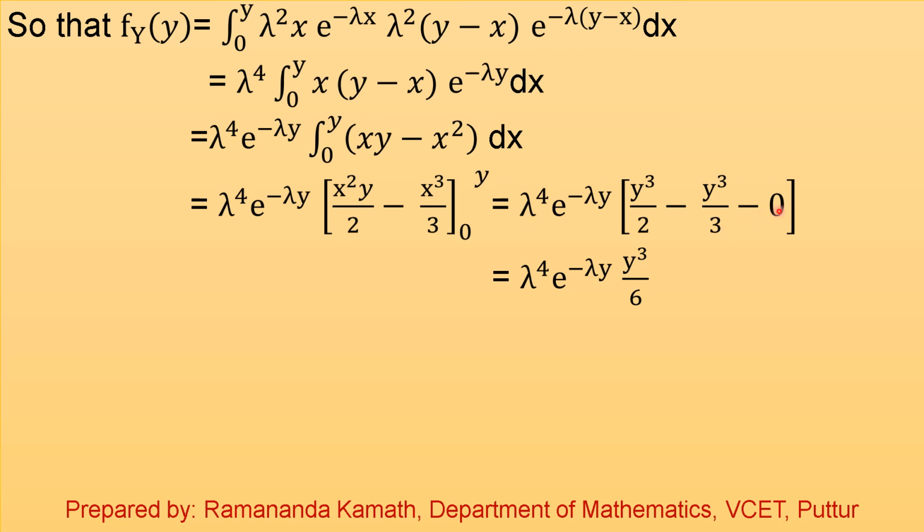Y cube by 2 minus y cube by 3: denominator 2 into 3 is 6, numerator 3y cube minus 2y cube is y cube. So that bracket is y cube by 6. We have the probability density function of the sum y.